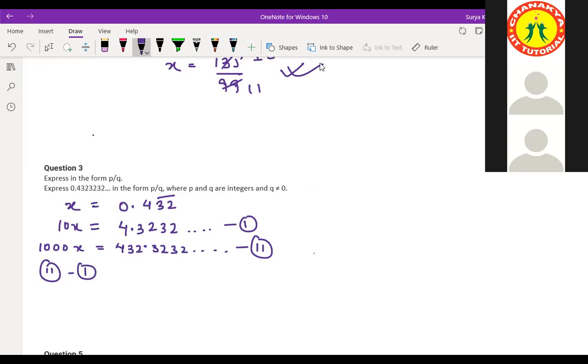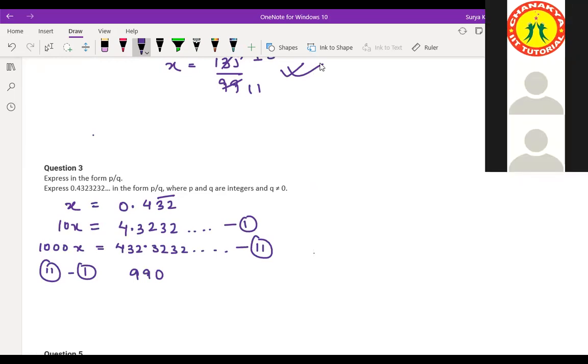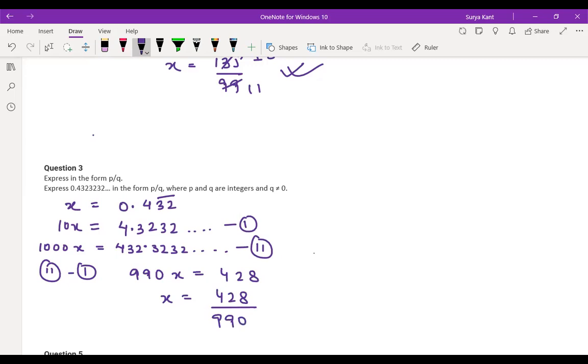Sir, I got the answer. Yeah, so 214 by 495. I got 428 by 990, and when you simplify it, you get 214 by 495. So you are just cancelling by 2, right? Yes, sir, I too got the same answer. 2 fours are 8, 9 twos are 18, 5 twos are 10. Okay. So 214 by 495.